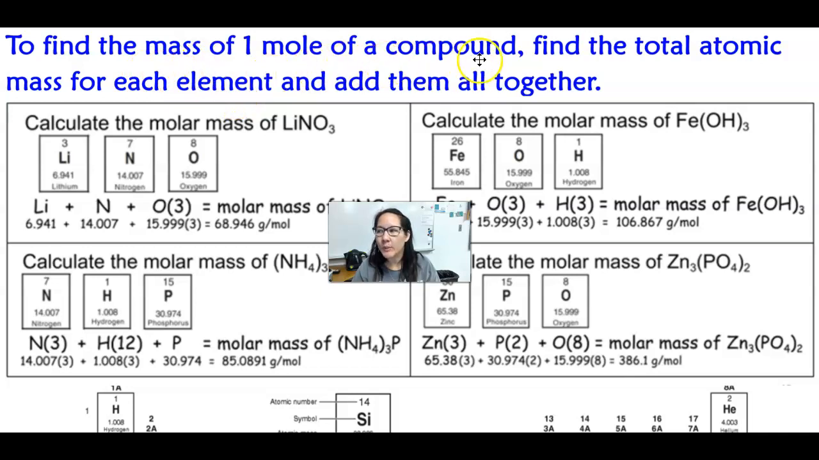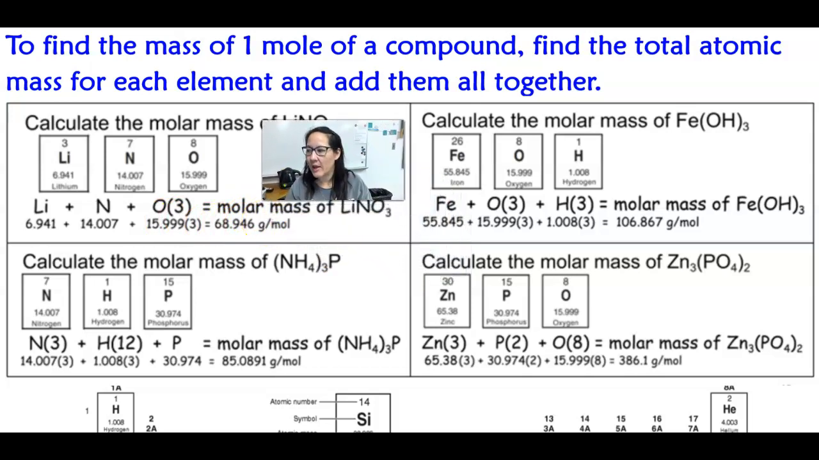To find the mass of 1 mole of a compound, you find the total atomic mass for each element and you add them together. So if I wanted to calculate the molar mass of lithium nitrate, I would take 1 lithium plus 1 nitrogen plus oxygen times 3, and that would give me the molar mass of lithium nitrate. If I wanted the molar mass of iron 3 hydroxide, I would take 1 iron plus 3 oxygens plus 3 hydrogens, add up their masses from the periodic table, multiply by how many I have, and then that is called the molar mass of iron 3 hydroxide.